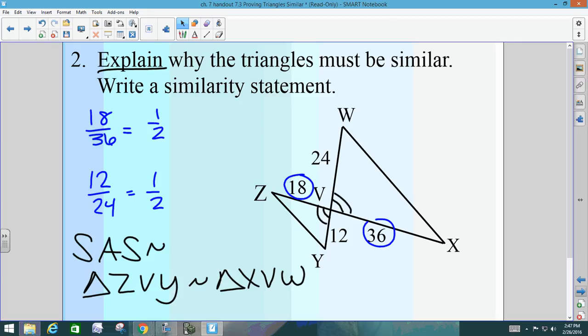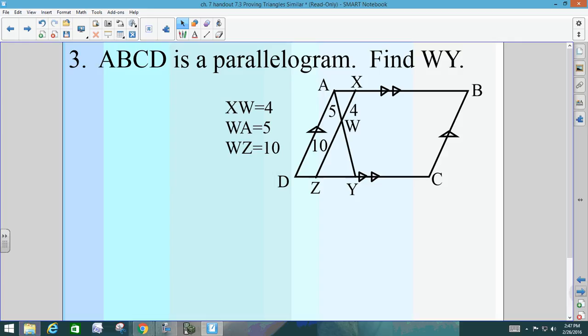Cool. So when triangles are similar, then we know corresponding angles are congruent and corresponding sides are proportional. For number 3 here, it says ABCD is a parallelogram, find WY. So we have to find the length of WY. Did you find that little segment on your picture? Did you see it? Segment WY is a segment of what kind of polygon?